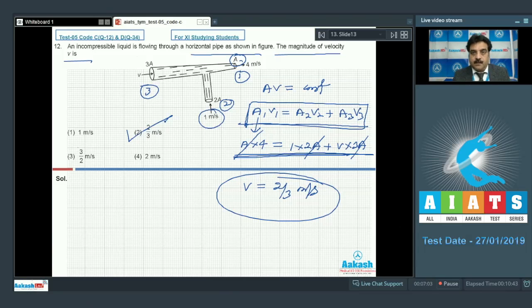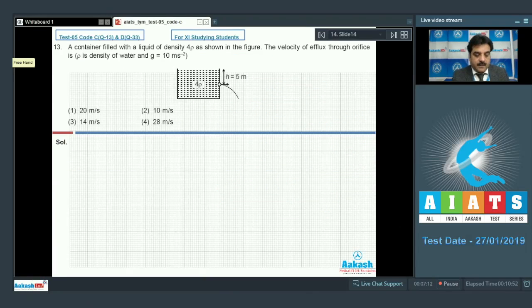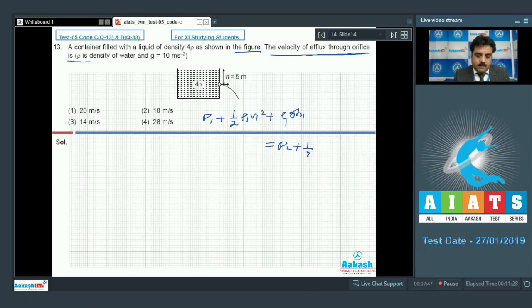So let's move on to question number 13. In question number 13, a container is filled with a liquid of density 4 times rho as shown in the figure. Find the velocity of efflux through the orifice, where the density of water is rho and the value of g you can take 10. So in this question I am going to use the Bernoulli equation. You know the Bernoulli equation: P1 plus 1 by 2 rho1 V1 square plus rho1 g h1, equals P2 plus half rho2 V2 square plus rho2 g h2.